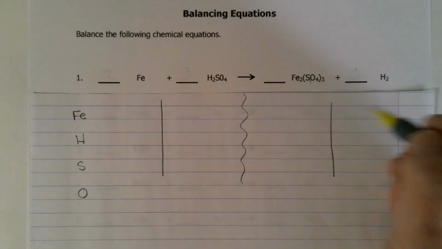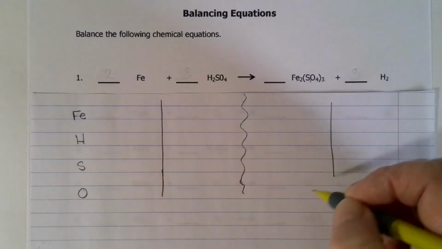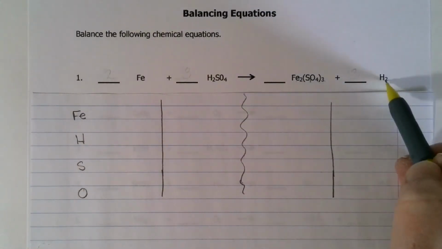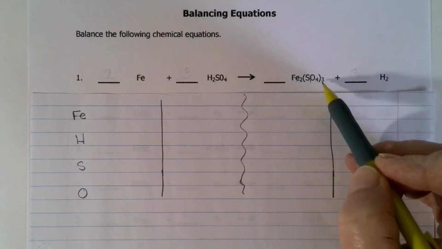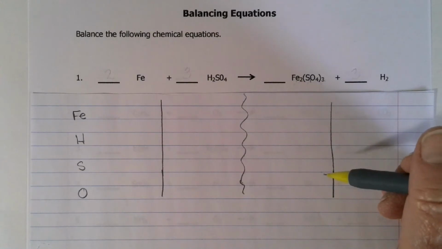I was thinking that wasn't very balanced, so I was going to balance it for you. And if you look, I do. I have an iron, I have a hydrogen, I have a sulfur, and I have an oxygen. So now the goal is to count how many we have.